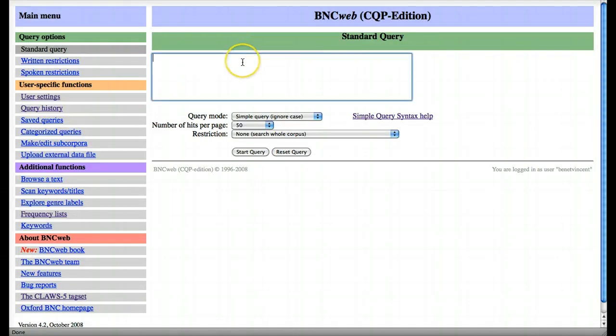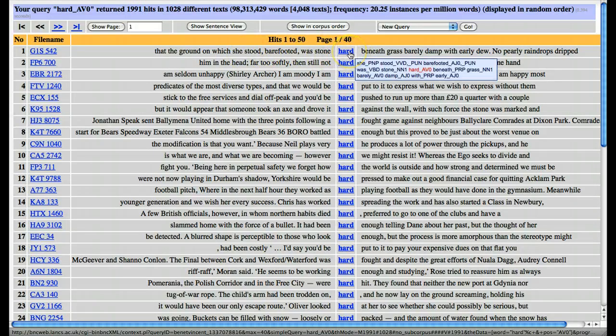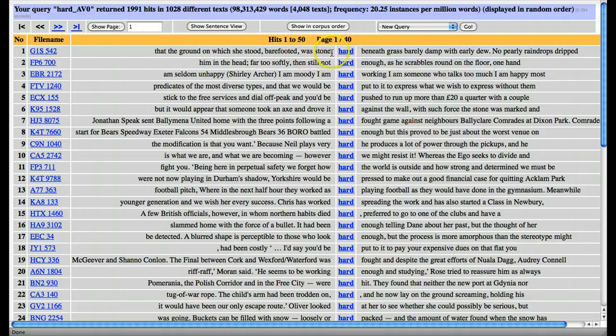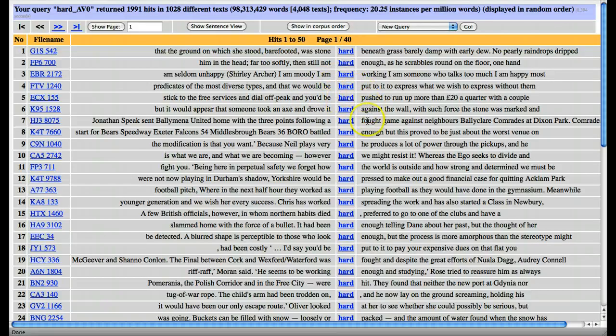Okay, the next one was hard, as an adverb. The adverb tag, I think, is AV0, that's general adverbs. And we get 1,991 of these. Was stone hard. This is tagged as an adverb. I'm not sure about that. Some of these seem to be correct. Hard working is arguable, but drove it hard. Yes, so quite a lot of these do seem to be adverbs.